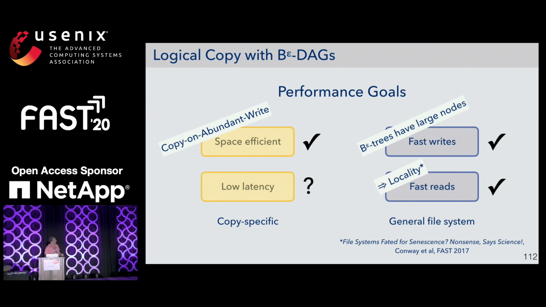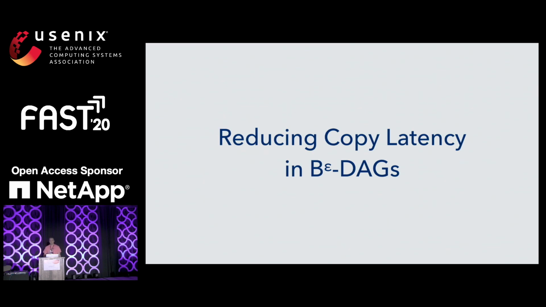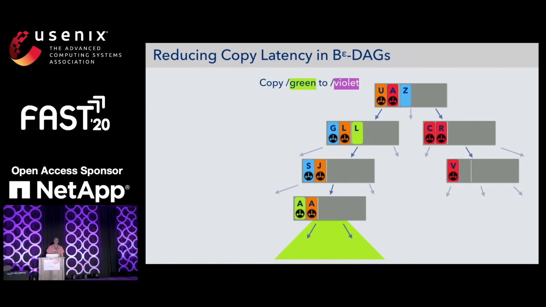So I would also argue that right now we already have a low latency copy operation. Now we can go in and surgically add this edge into our data structure. But we can actually do better than that. We can reduce the copy latency in B to epsilon DAGs even further. So let's look at this B to epsilon tree here, and suppose we want to copy /green to /violet.